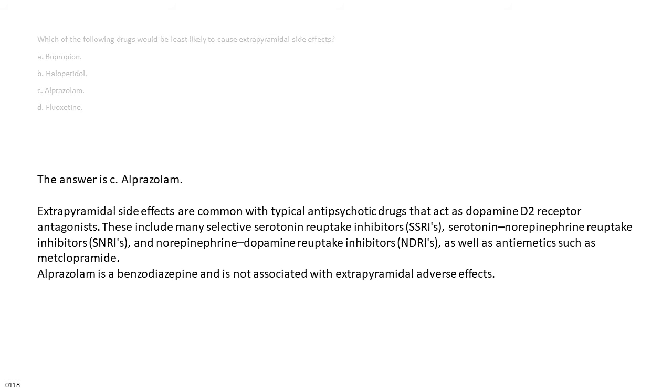The answer is C. Alprazolam. Extrapyramidal side effects are common with typical antipsychotic drugs that act as dopamine D2 receptor antagonists. These include many selective serotonin reuptake inhibitors, SSRIs, serotonin norepinephrine reuptake inhibitors, SNRIs, and norepinephrine dopamine reuptake inhibitors, NDRIs, as well as antiemetics such as metoclopramide. Alprazolam is a benzodiazepine and is not associated with extrapyramidal adverse effects.